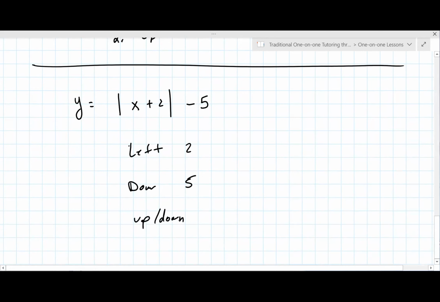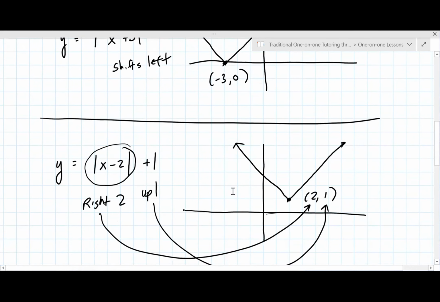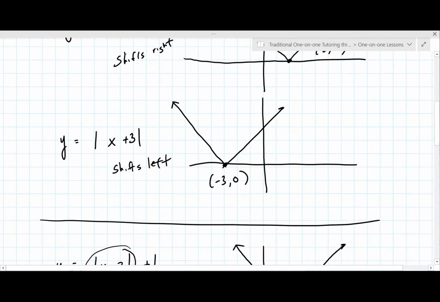Do you remember that? And that has to do with the number right here. What number is right there but not written? Okay, wait, what? I'm asking you, does this open up or down? It opens down. Let's go back and look. Which way do these graphs open? Up or down? Okay, it goes up.